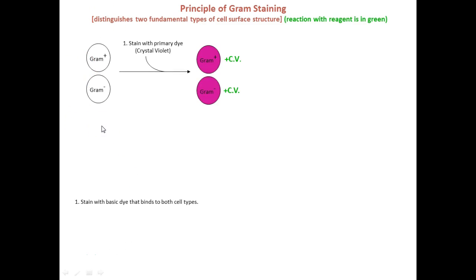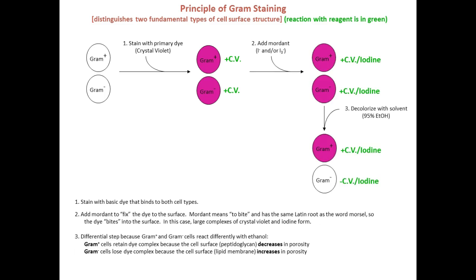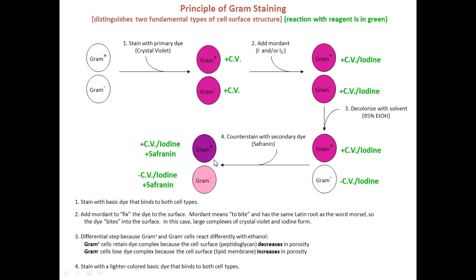So this is just diagrammatically another way of representing the information, right? So we have two cells, we stain them with crystal violet, we add the iodine, we decolorize the gram-negatives, and then we counterstain, and we even made this one a little bit more purple, right? So in fact, they become a darker purple.